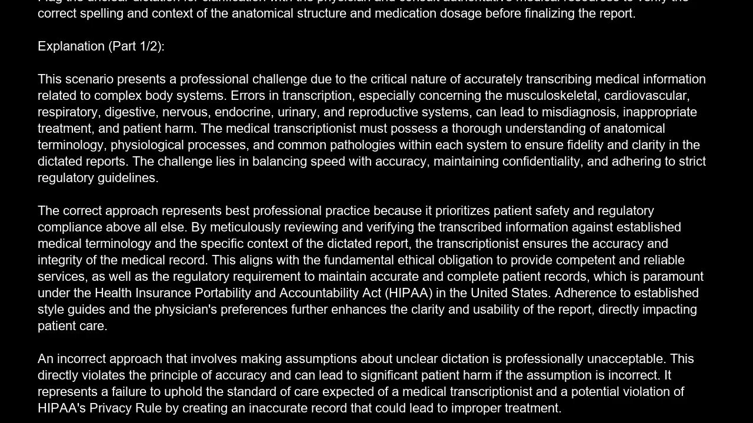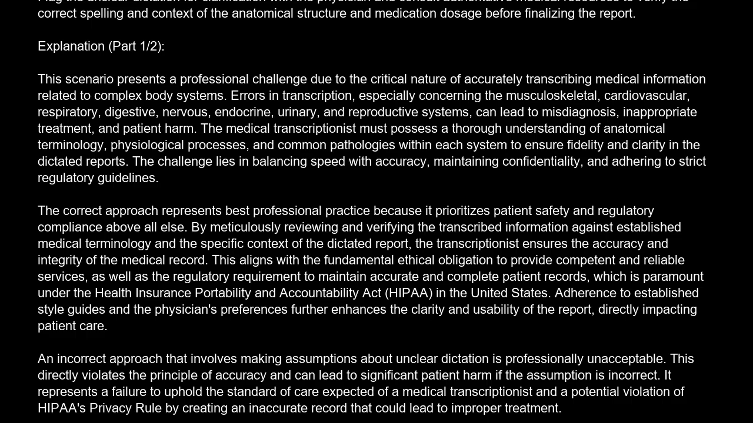The medical transcriptionist must possess a thorough understanding of anatomical terminology, physiological processes, and common pathologies within each system to ensure fidelity and clarity in the dictated reports. The challenge lies in balancing speed with accuracy, maintaining confidentiality, and adhering to strict regulatory guidelines.